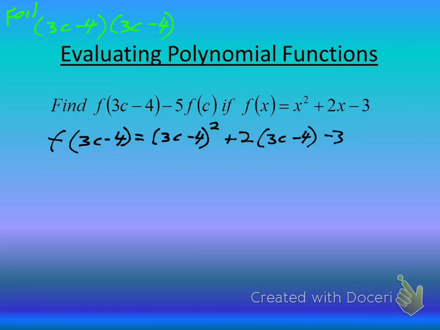3c times 3c gives you what? 9c squared. 3c times negative 4? Negative 12c. Now stay with me. The next FOIL is going to be negative 4 times 3c, which gives you negative 12c. So to save yourself a step, combine those right away to give you negative 24c. Otherwise, you'll have to throw an extra step in there, and it's going to cause you more headaches. Negative 4 times negative 4? Plus 16.